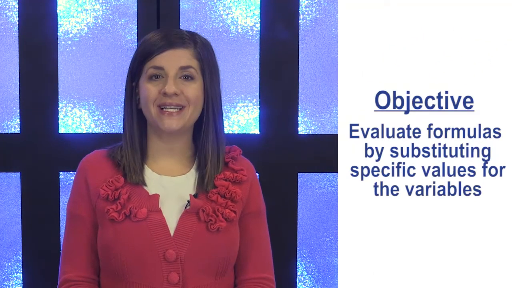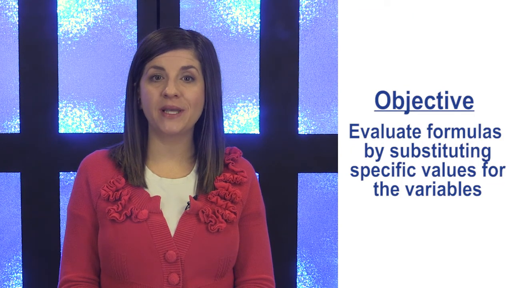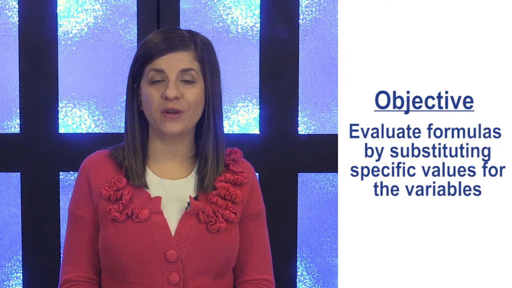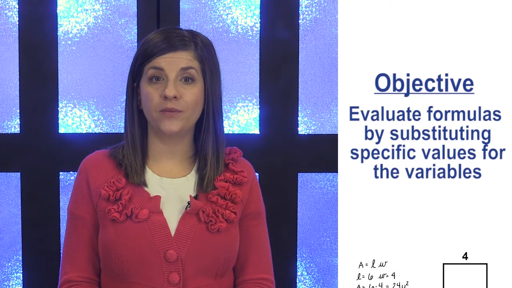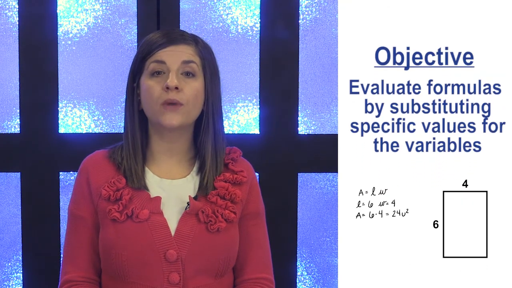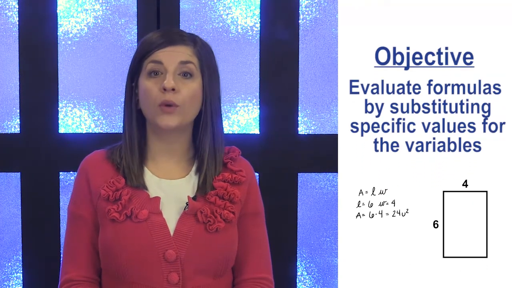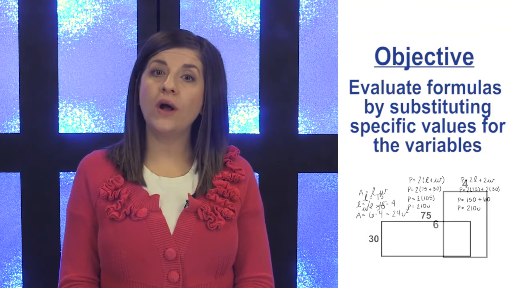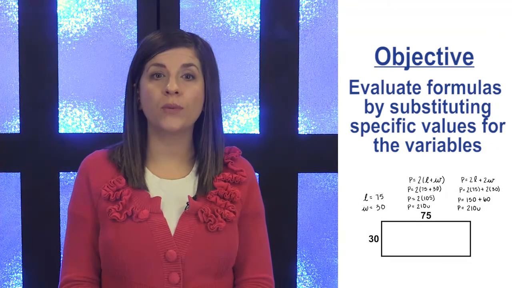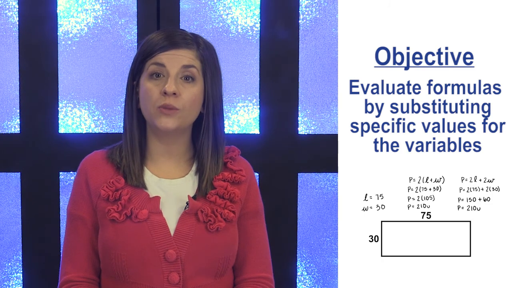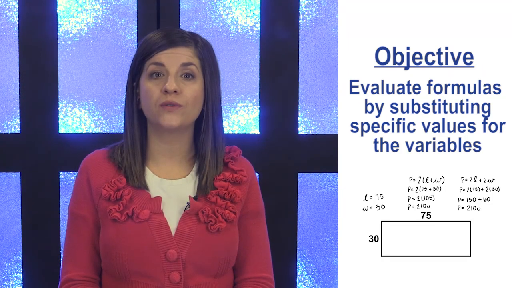The objective for this lesson was to evaluate formulas by substituting specific values for the variables. We met this objective by substituting given values for some common formulas of area, perimeter, and volume. We also evaluated two equations for the perimeter of a rectangle and found them to be equivalent by substituting values for the variables.